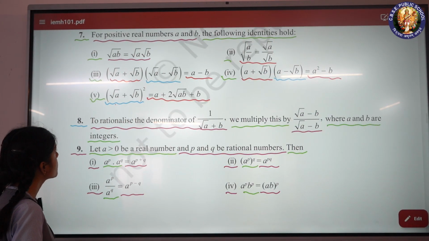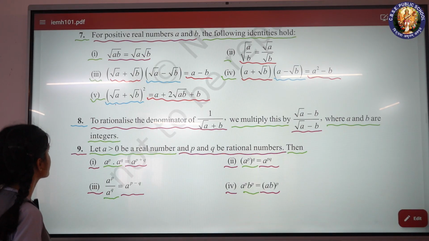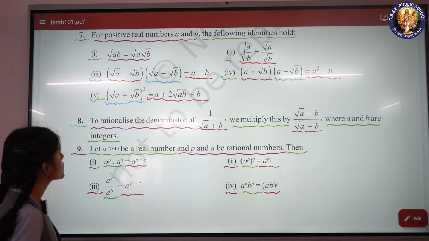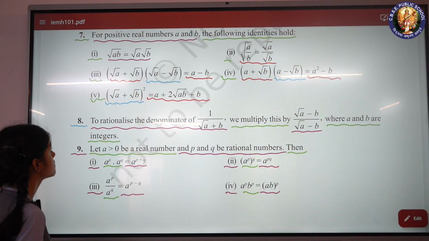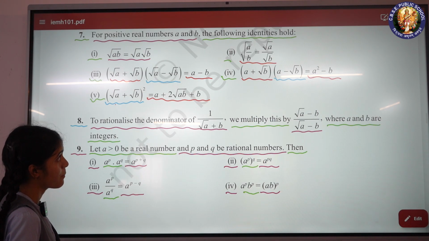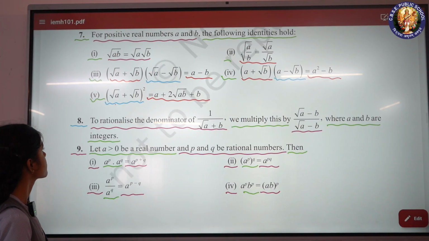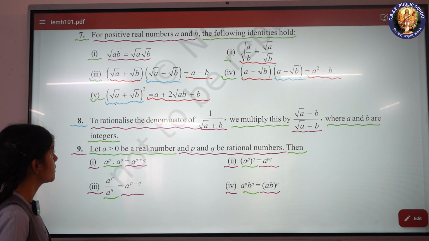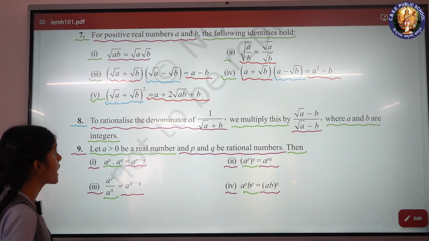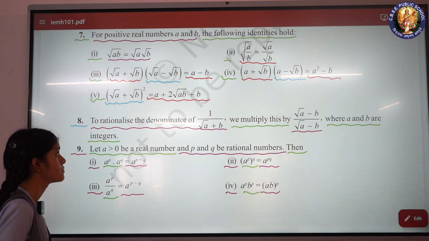Seventh, for positive real numbers a and b, the following identities hold. First, root a into b is equal to root a into root b. Second, root a by b is equal to root a by root b. Third, under bracket root a plus root b into under bracket root a minus root b is equal to a minus b.